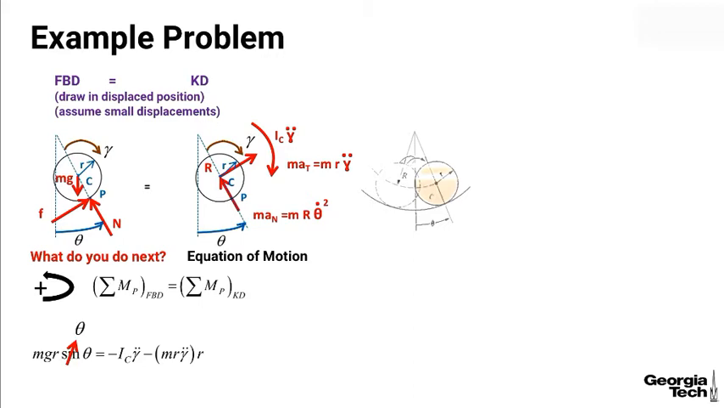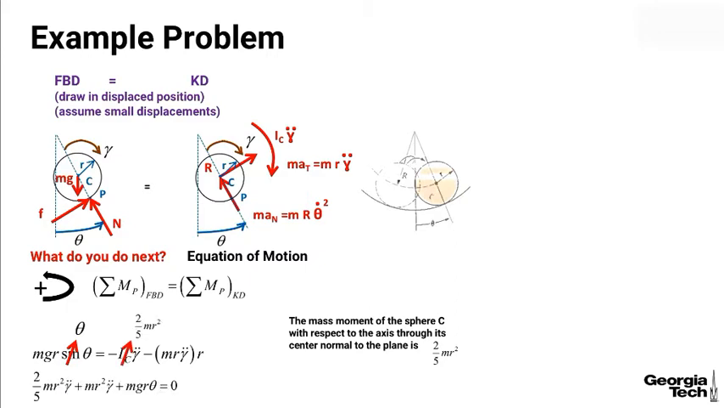I assume small angles, so sine theta becomes theta. And you could look up in a reference or online that the mass moment of inertia for a sphere with respect to an axis through its center normal to the plane is 2/5 mr squared. So I'll put that in.